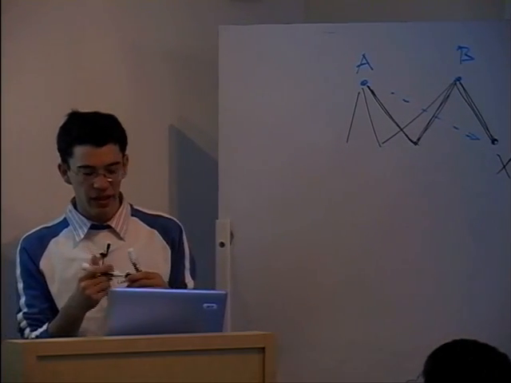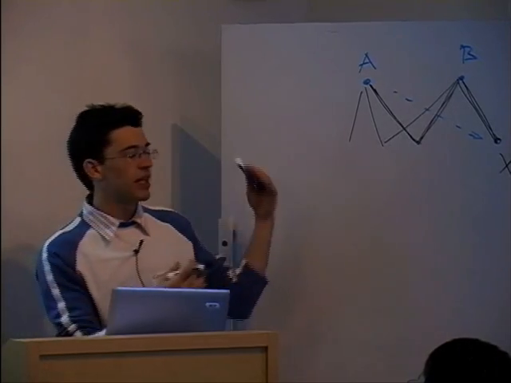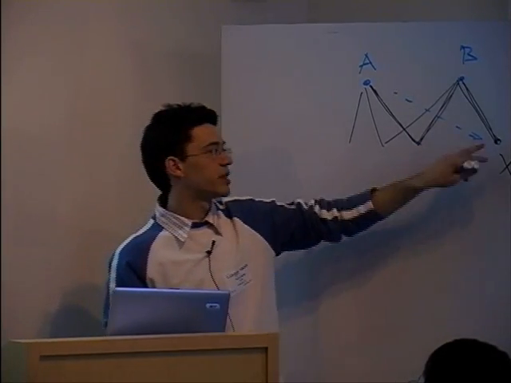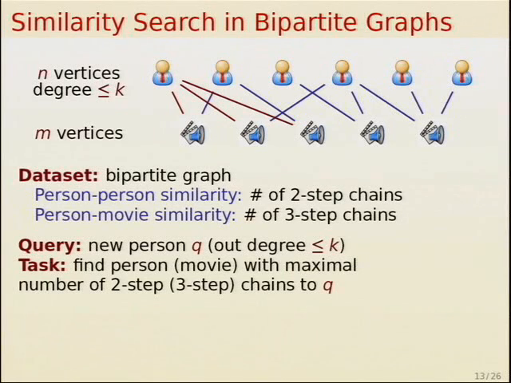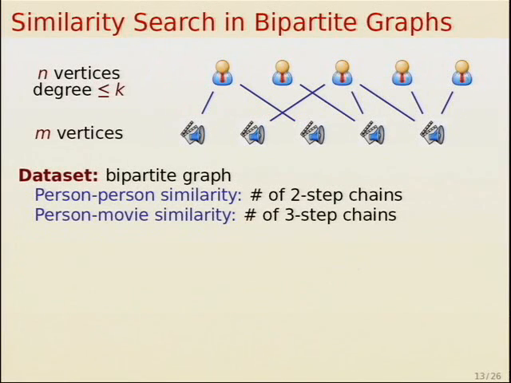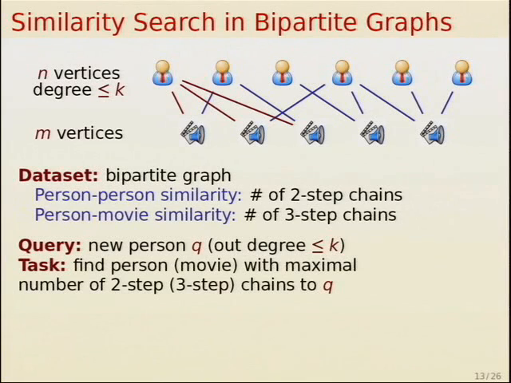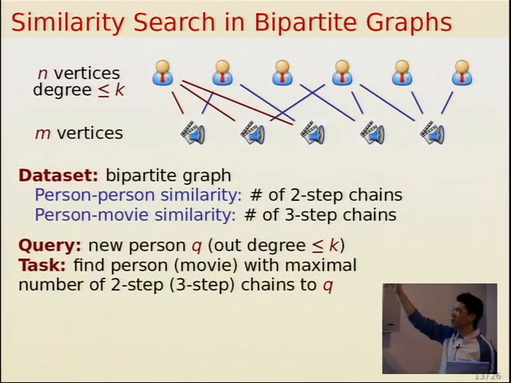That's a very, very clean mathematical definition of similarity in bipartite graphs between points in the first and the second part. And then, OK, to complete the statement, the query is a new person. So you see the animation. There was a bipartite graph, and the query is a new person. So the query is another set of K movies: somebody comes and says, I like this, this, and that. And the task is to find a person or movie, for two-step and three-step respectively, with the maximal number of these chains.